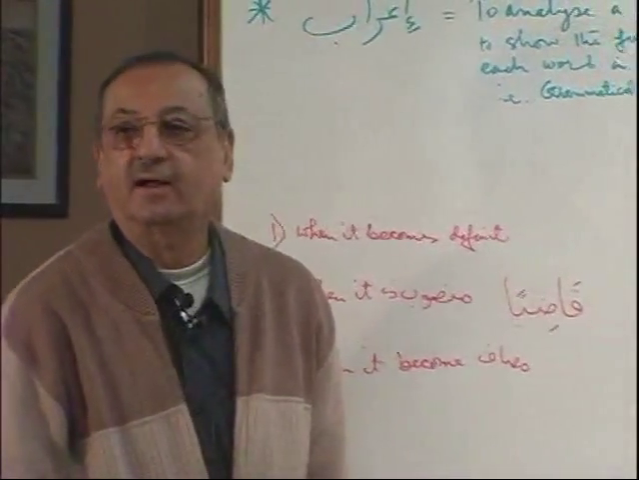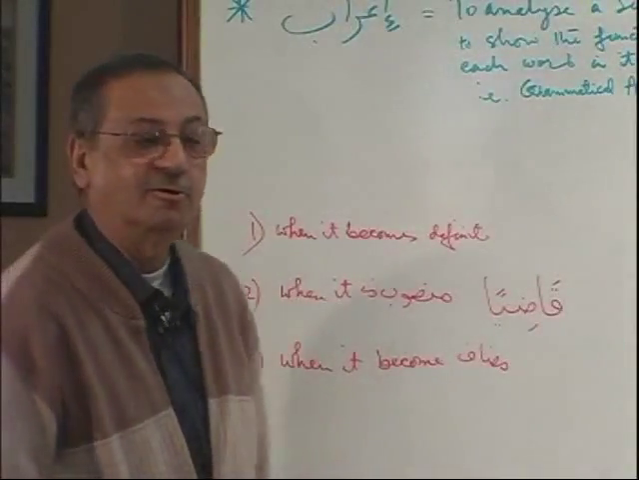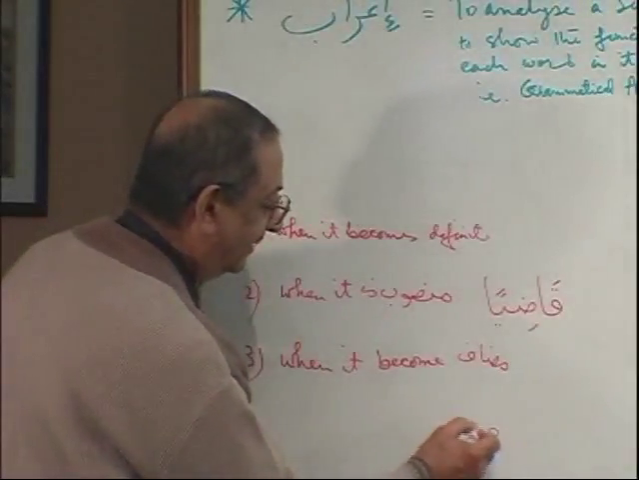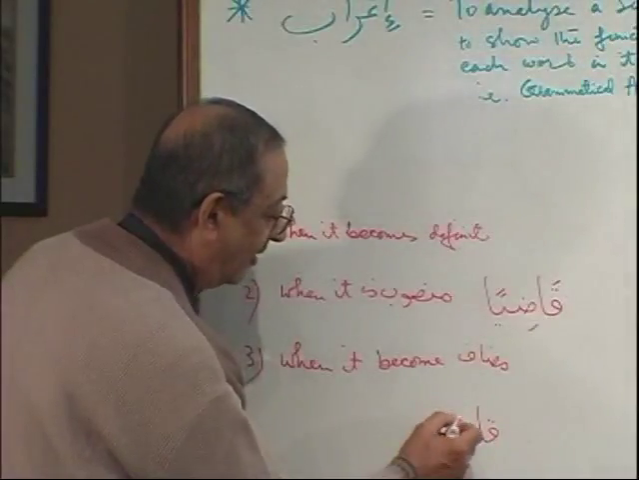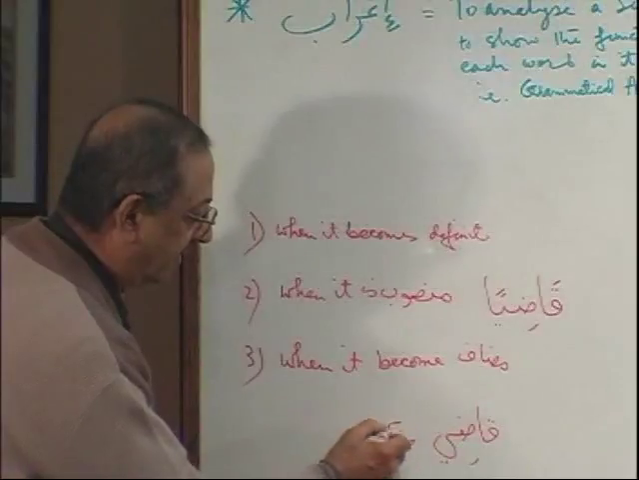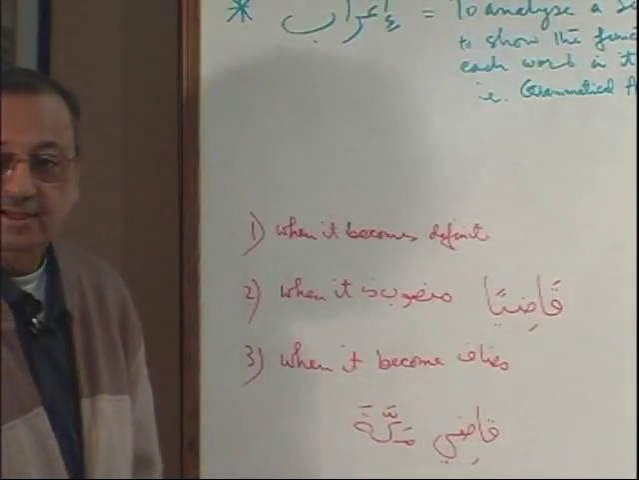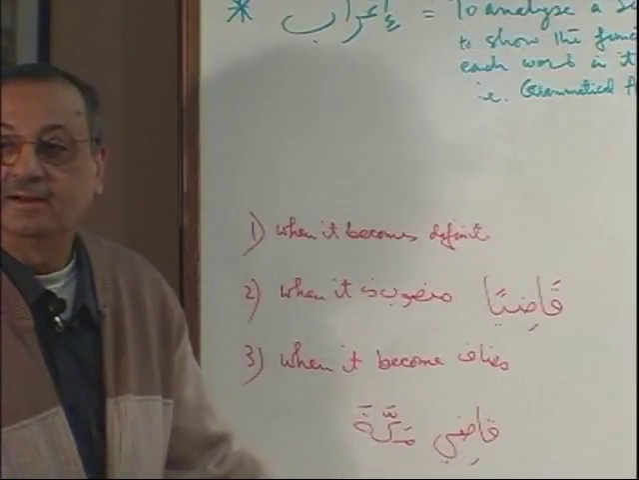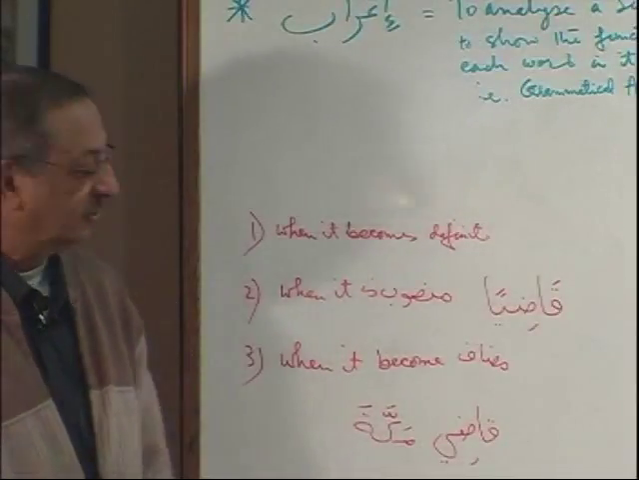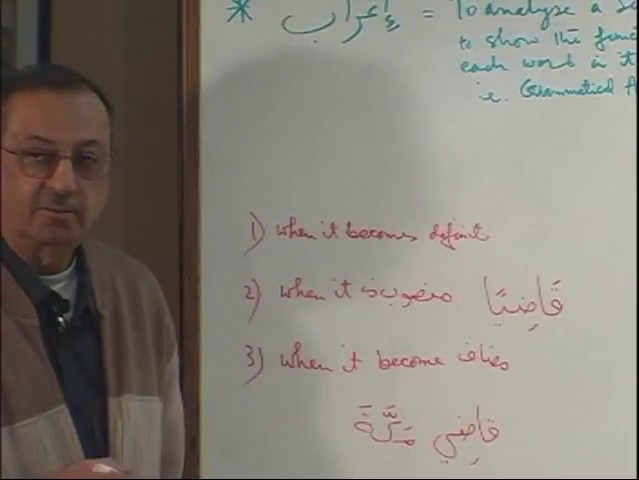Qadi of Makkah. Qadi of Makkah. So how would you write down Qadi? Now ya will come out. And Makkata. Qadin now became Qadi. So these are the three things, inshallah, you will make a note of it.